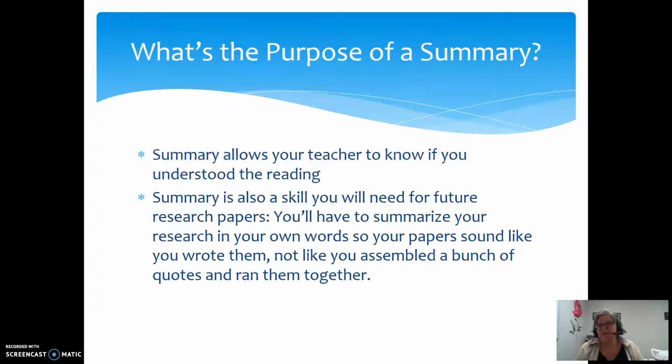And the purpose of a summary, all right, in the immediate, from the teacher's point of view, it allows us to know if you understood the reading, because if you can't summarize it, you can't explain it in your own words, then you didn't really understand it. All right, and so that's important. I can see as a reader when I'm reading your summary, oh no, that's not what the author said. Oh, you didn't really understand what the author said. And then I'll write notes to you, that's not what the author said, go back and read.